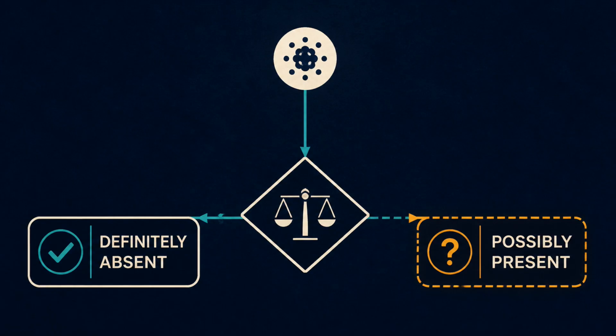A Bloom filter answers a strange question. Can this item be definitely absent, or is it only possibly present? It never returns a trustworthy yes. That limitation is exactly what makes it useful.